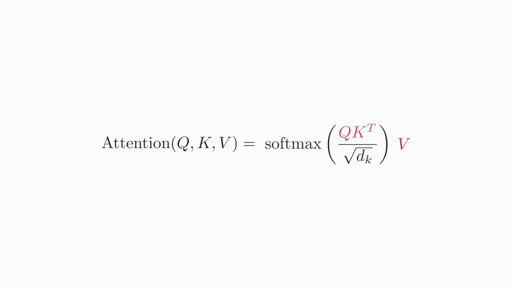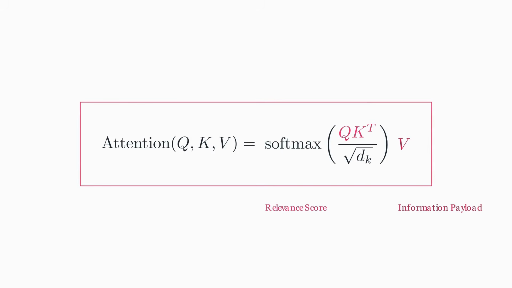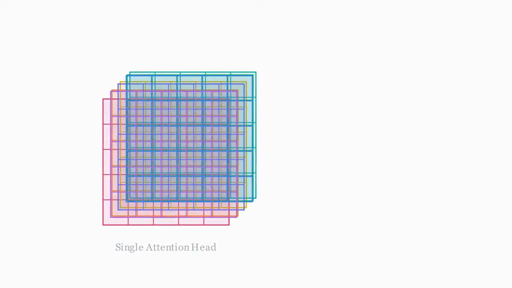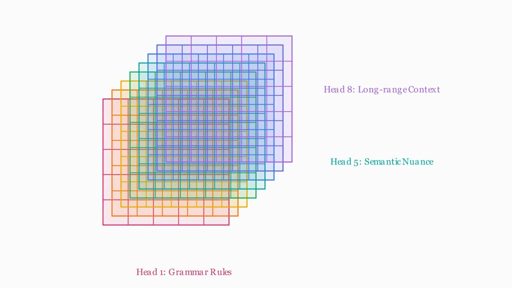However, the model doesn't do this attention calculation just once. Rather than a single attention, it uses multi-head attention to look at the sentence in many ways at the same time. One head might focus on grammar rules, another on the actual meaning of the words, and another on the long-range context. This allows the machine to grasp the complexity of human speech in many ways.